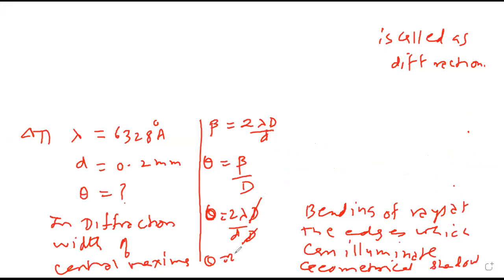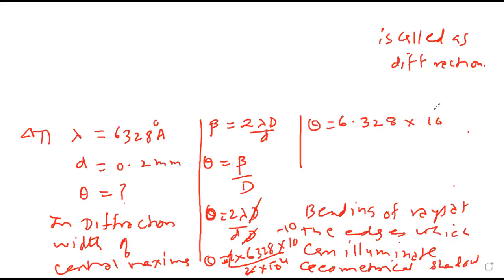So this will be 2 lambda 6328 into 10 raised to minus 10 meter upon 2 into 10 raised to minus 4 meter. 2 to cancel. So theta equal to 6.328 into 10 raised to minus 6 radian. But in the answer I can see it is given in degree. So this is nothing but 180 upon pi in degree.